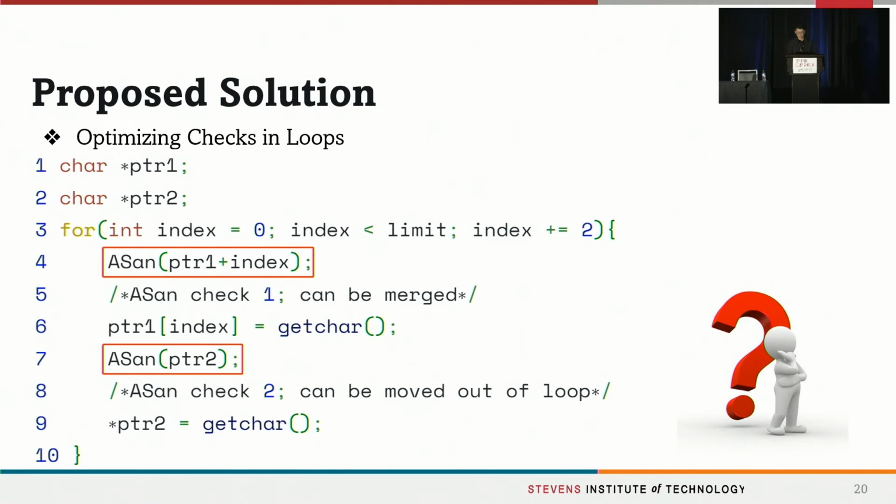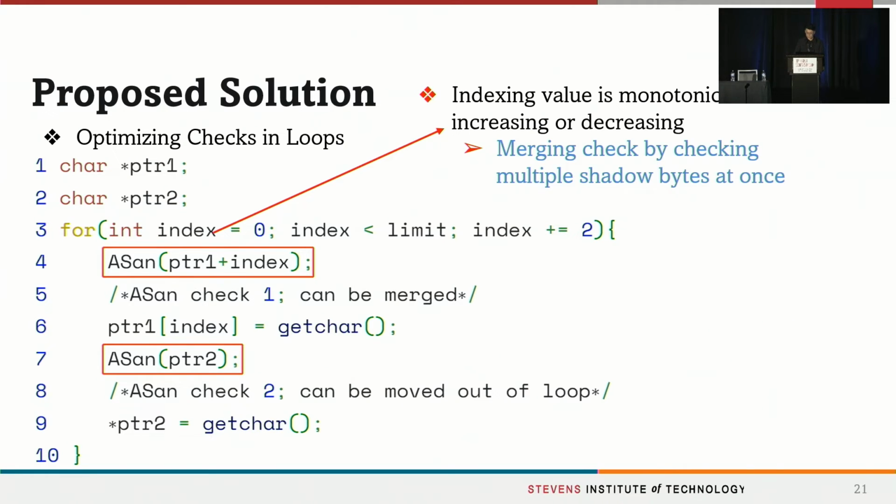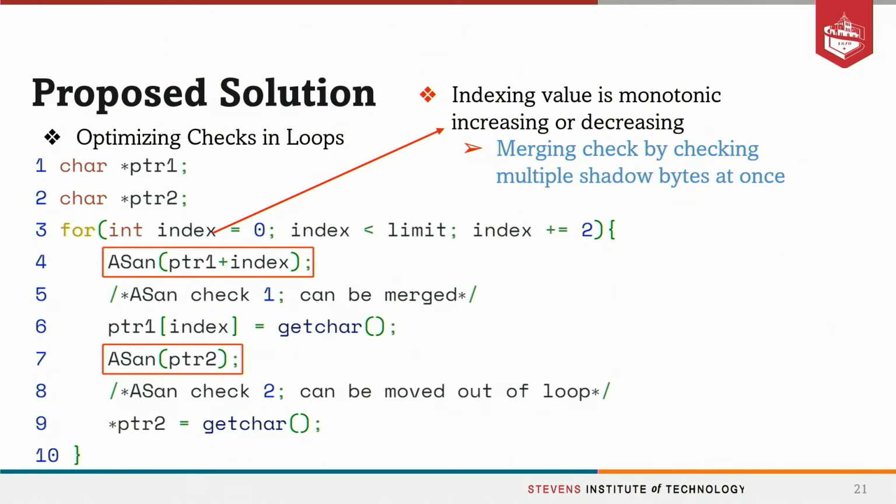Finally, we also optimize the sanitizer check in loops. There are two scenarios where we apply our strategy. First, if the indexing value to a buffer is monotonic, increasing or decreasing, as shown in line 6 on the left side, we merge the check by checking multiple shadow bytes at once, as I presented in the previous slide.